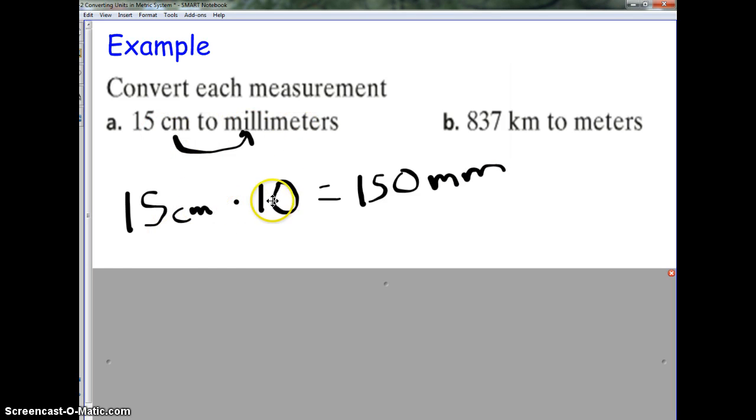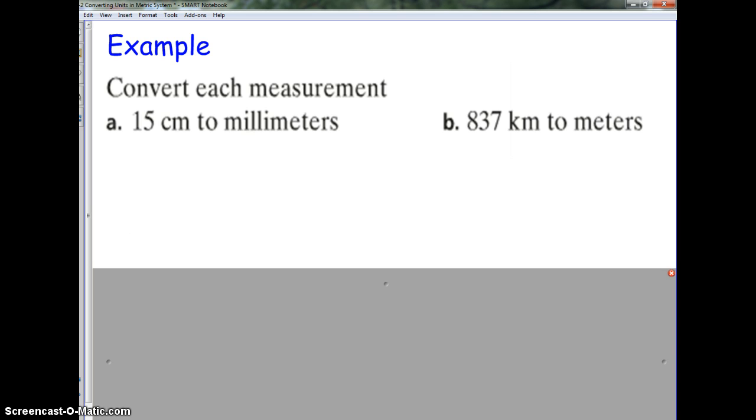It goes up by a factor of 10, so we multiply by 10, we add the 0 on, and we get millimeters. Okay, I've got to take that off here so we can move on.